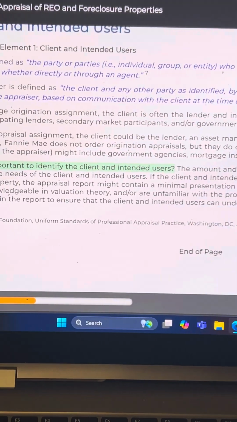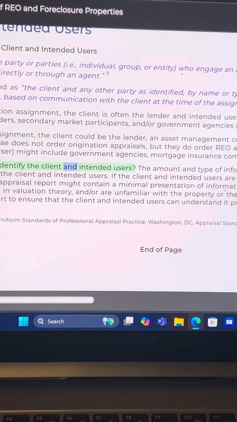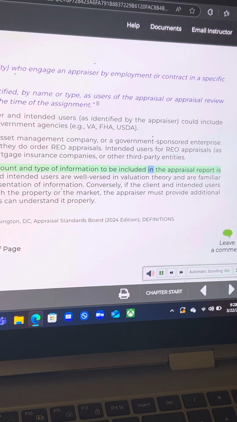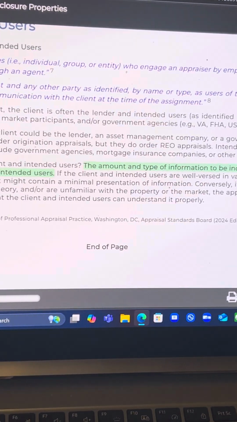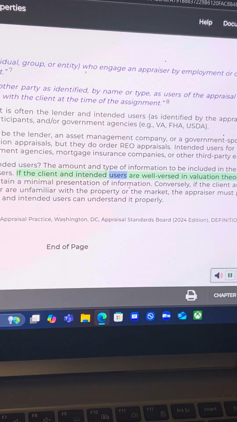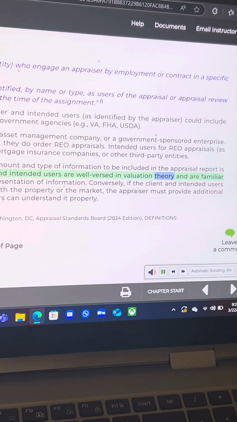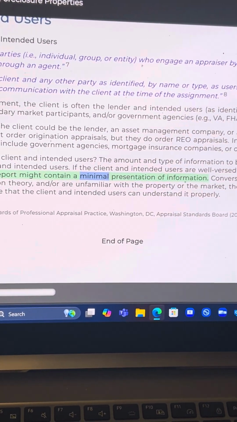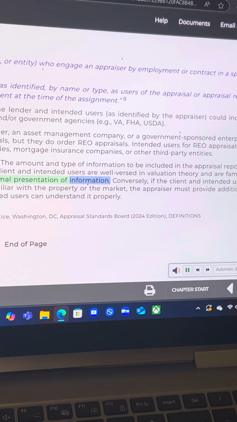entities. Why is it important to identify the client and intended users? The amount and type of information to be included in the appraisal report is based on the needs of the client and intended users. If the client and intended users are well-versed in valuation theory and are familiar with the property, the appraisal report might contain a minimal presentation of information.